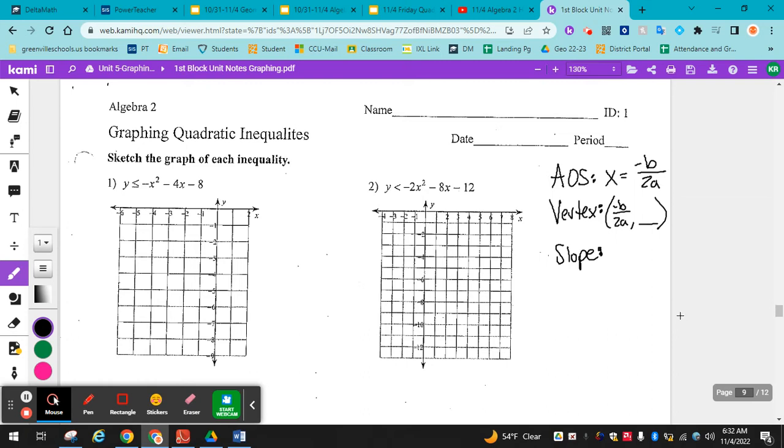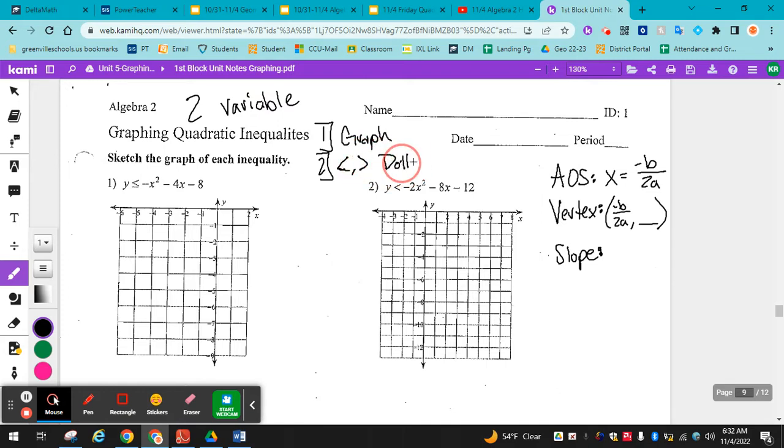Okay, the last thing you have to do today is graphing quadratic inequalities. So this is two variable, so it has a y and an x. But we graph it just like normal, except at the end. If it is a greater than or less than sign, it is a dotted parabola. And if it has that line underneath it, it is a solid parabola. And then you have to figure out where you're going to shade. And so your solution is the graph itself.